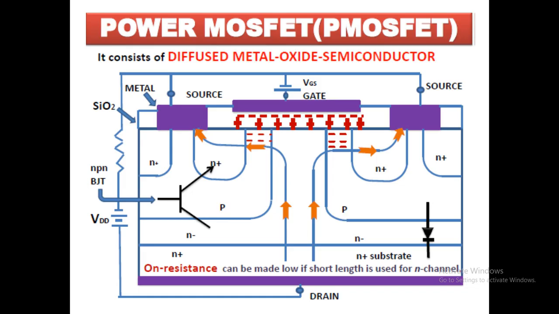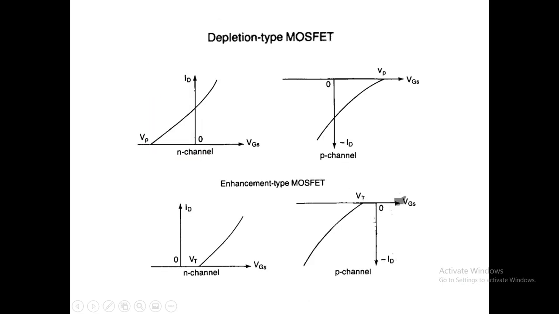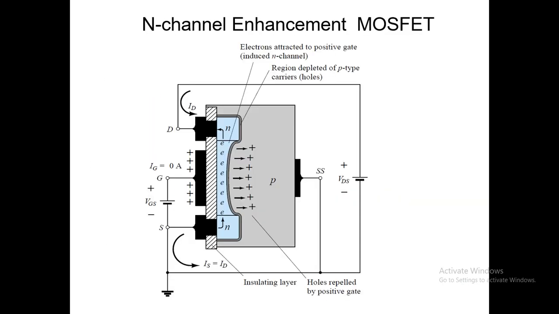So here the drain is at one end and the source is at the other end. The current flows in the vertical direction, that is, from the lower side to the upper side through this layer. So the vertical type of construction is adopted for the power MOSFET. Here we can see the N substrate, and we can see the similarity.